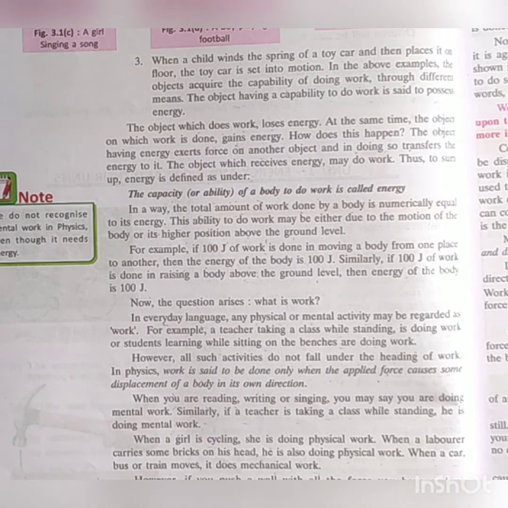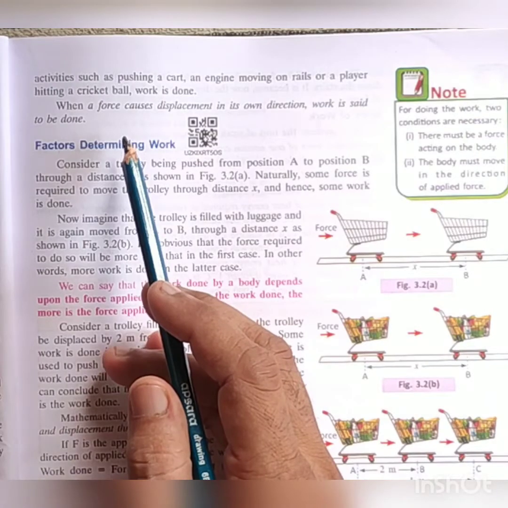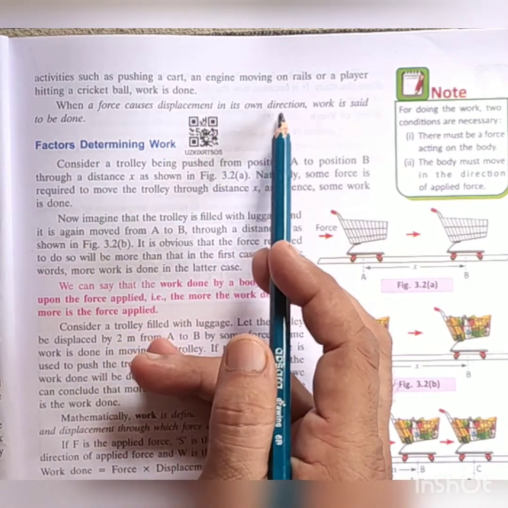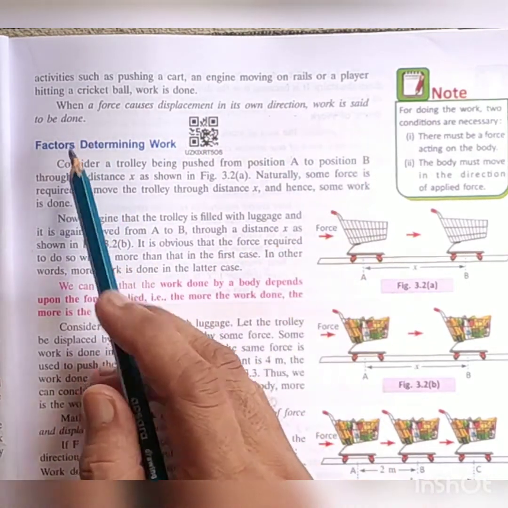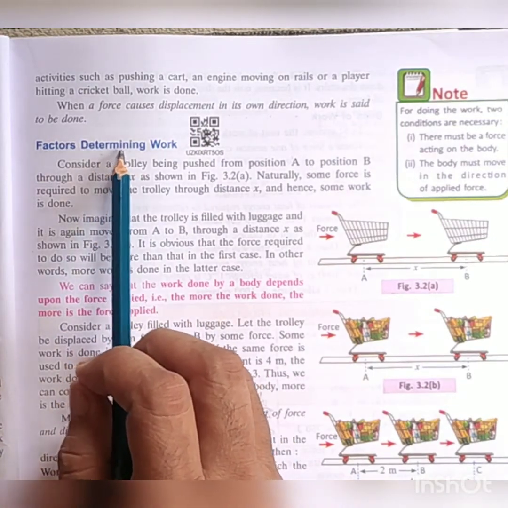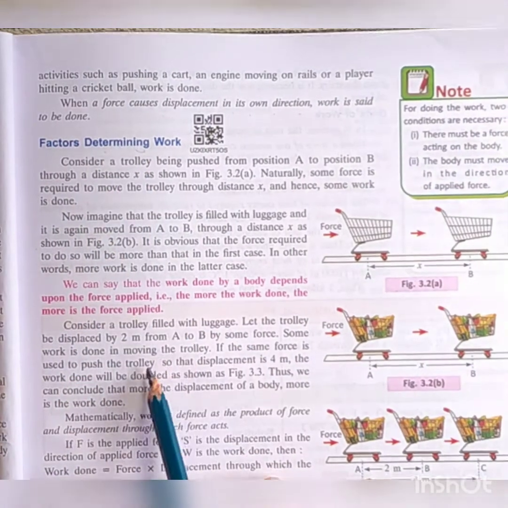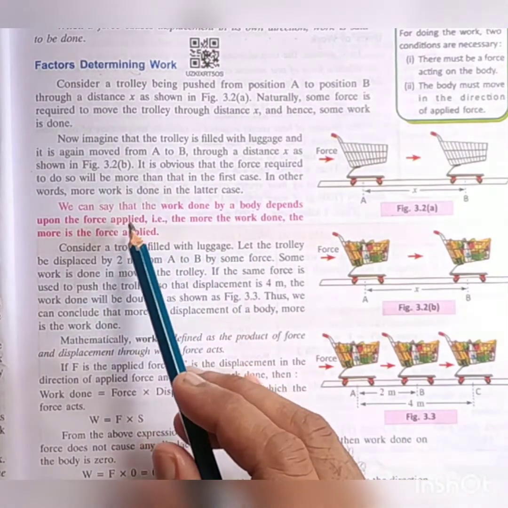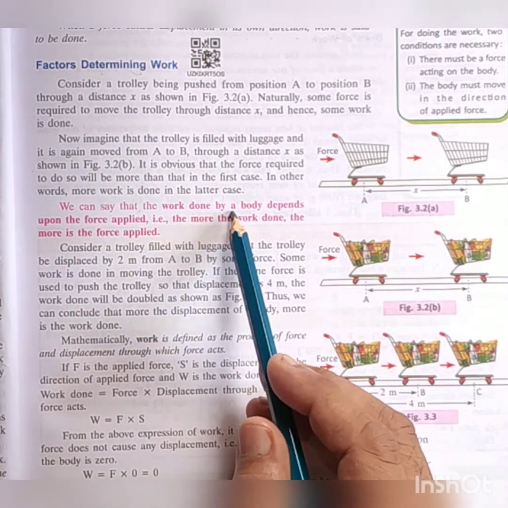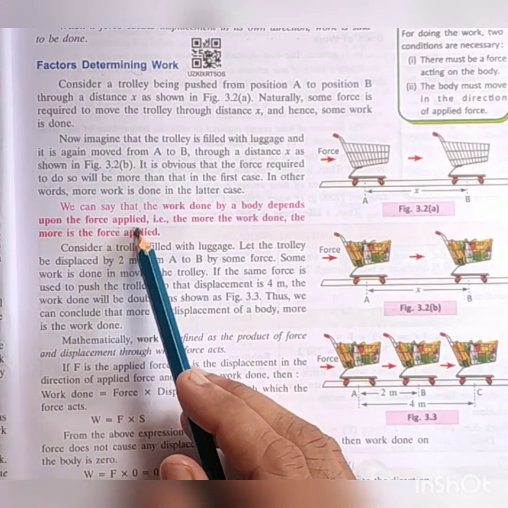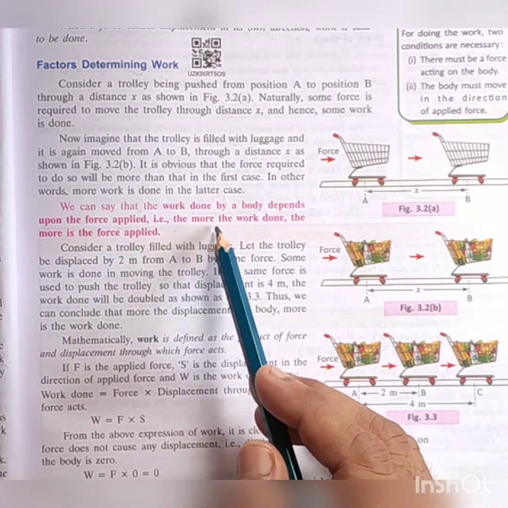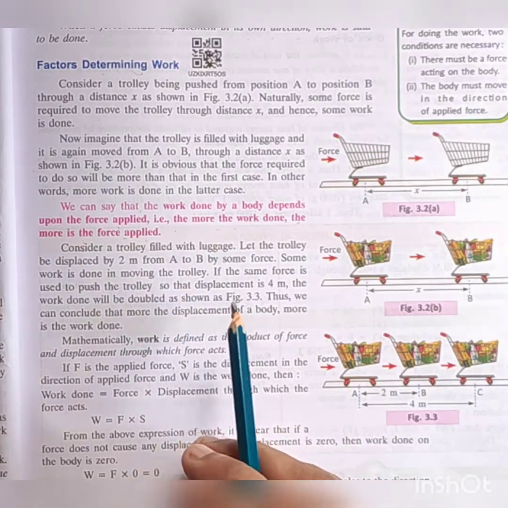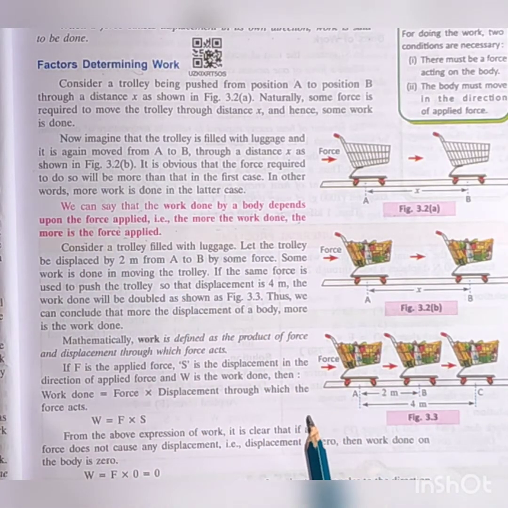So then it is said that work has to be done. Here it is also written: when a force causes displacement in its own direction, work is said to be done. Now, for work done, what are the factors involved? We said that work done by a body depends upon the force applied. That is, the more the force applied, the more the work done.